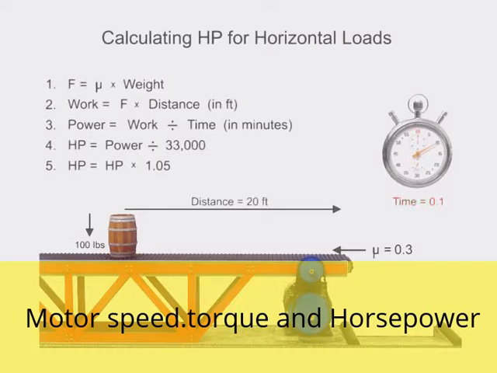We can determine the horsepower required of the conveyor motor by accomplishing the following calculations. First, find the horizontal force required by multiplying the coefficient of friction by the weight.